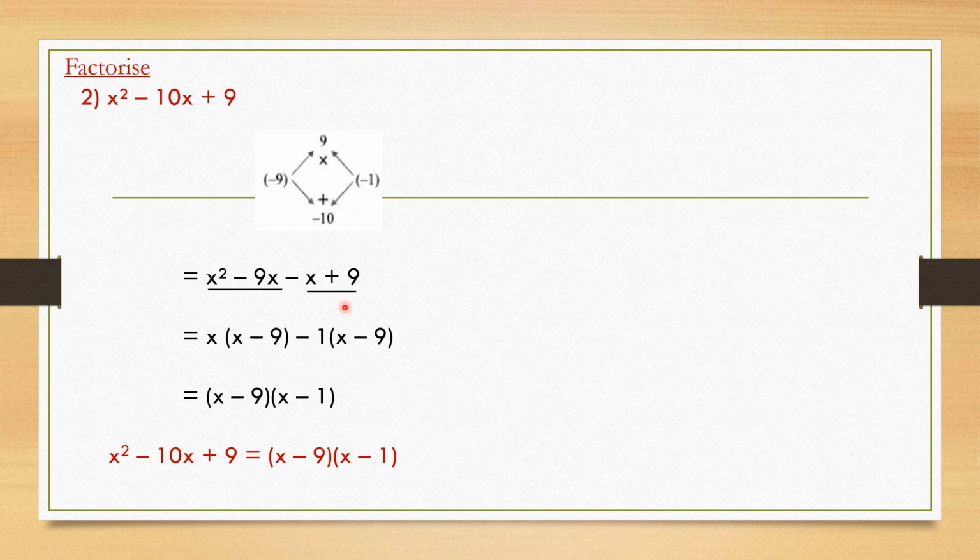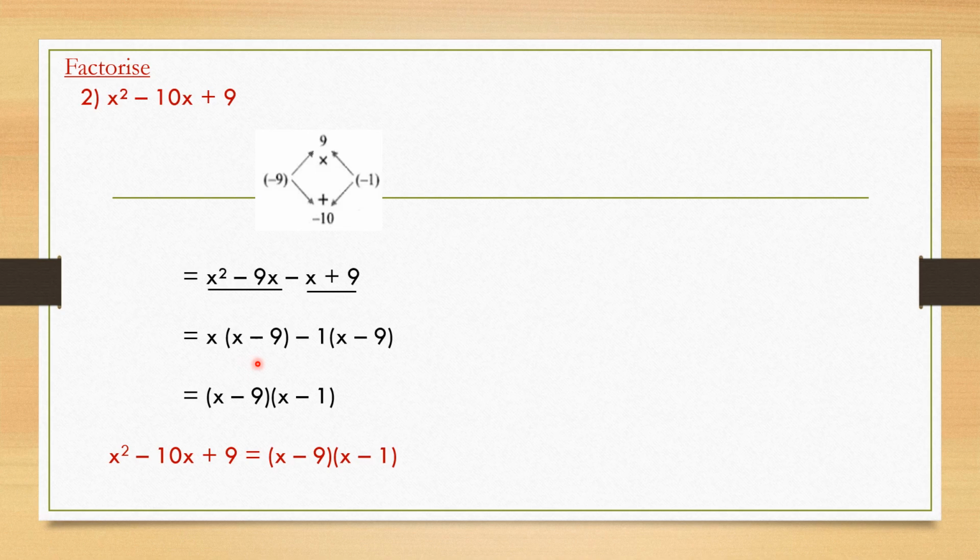You cannot visualize or you cannot see any number or any variable common. In such case, what you do is you take one common outside. So since there is a minus sign, I'll take minus and I'll take 1 to be common. Now, since you have taken minus outside the bracket, this plus sign will change to minus. So you have x minus 9.